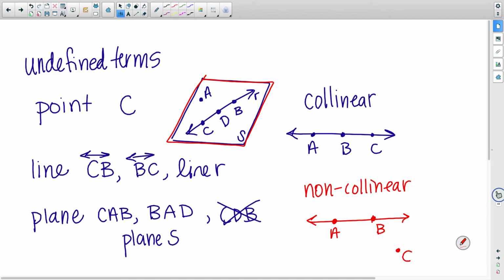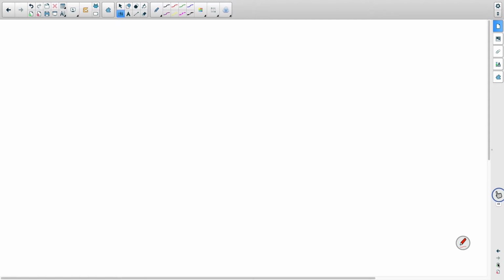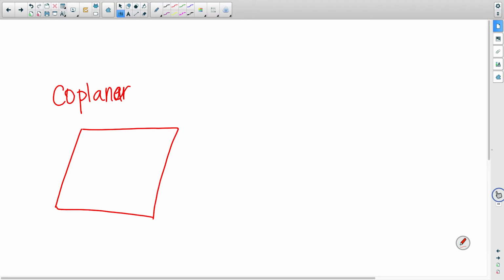We also have what's called coplanar and non-coplanar. So coplanar are points that are in the same plane. Coplanar, points that are in the same plane. And so if we have this plane, all these points are in the same plane.